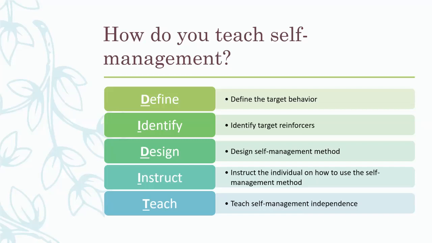After we design the self-management system, it is time to instruct the individual on how to use it. When the individual can demonstrate that they can perform the target behavior correctly and incorrectly when asked, and has demonstrated they can record the behaviors with the system put in place, it is time for the individual to be given more independence by increasing the time between prompts and reinforcers and allowing the self-management of their own behaviors.